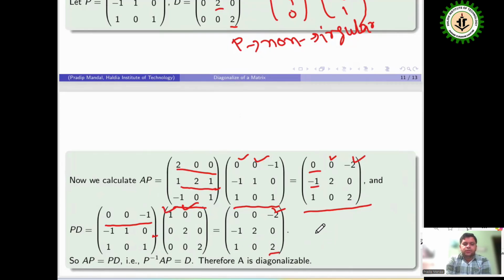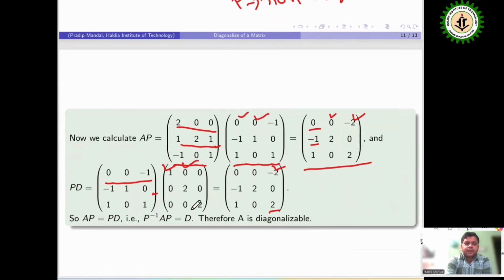So therefore, AP equals PD. That means P inverse AP equals D. So P inverse AP equals D, that means this is the condition. The matrix A is diagonalizable. Therefore, the matrix A is diagonalizable.